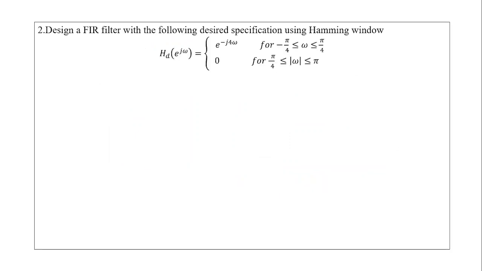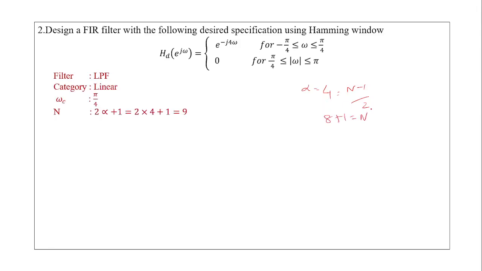So here are the sums for practice. Design an FIR filter with the following design specification. Here they have given the specification for minus pi by 4 to plus pi by 4. The value is this one. So this is a low pass filter. Here they didn't give anything about N, but they have given the alpha value. So alpha is equal to 4. The formula is N minus 1 by 2, so finding the value of N, 4 into 2 is 8 plus 1 is equal to N. So N is equal to 9.